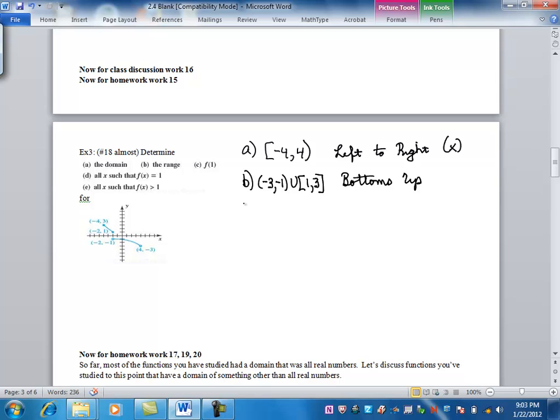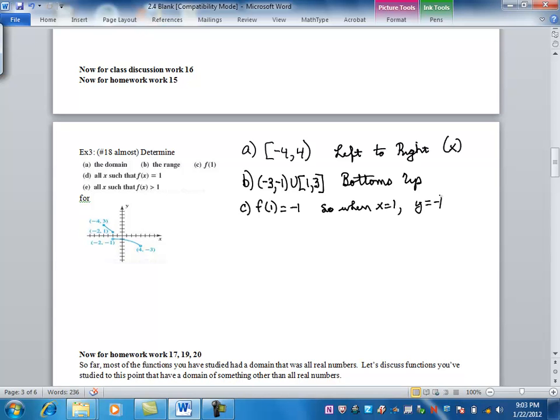Notice part C wants me to find f of 1. And so you'll remember what this means is we want the y value when x is 1. Well, let's take a look over here. When x is 1, we slide down here. And admittedly on this, we have to estimate just a bit, but we're going to call this -1. When x is 1, f of 1 is -1. So when x equals 1, y equals -1.